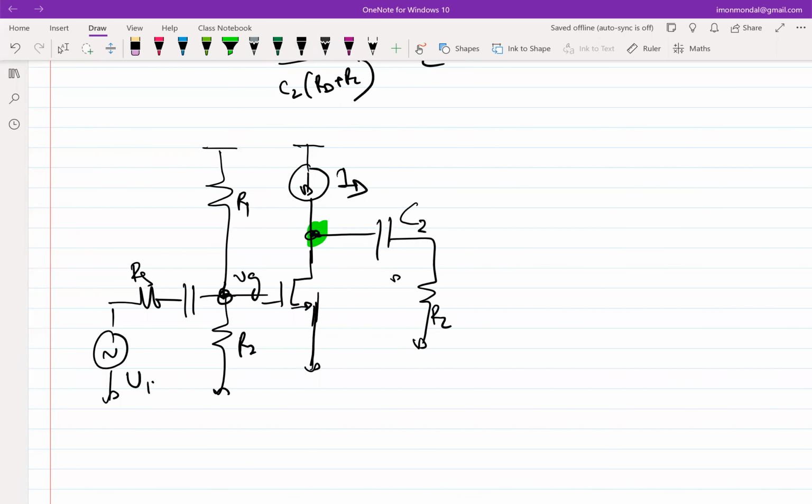And that is easy to see from this total picture also. What is the quiescent current through this? If everything is biased properly, the quiescent current through this will be ID, right? That's how I have fixed the value of ID. The quiescent current going into the node has to be equal to the quiescent current coming out of the node.